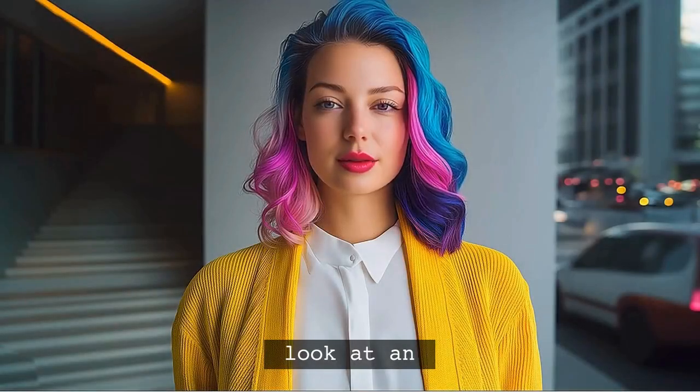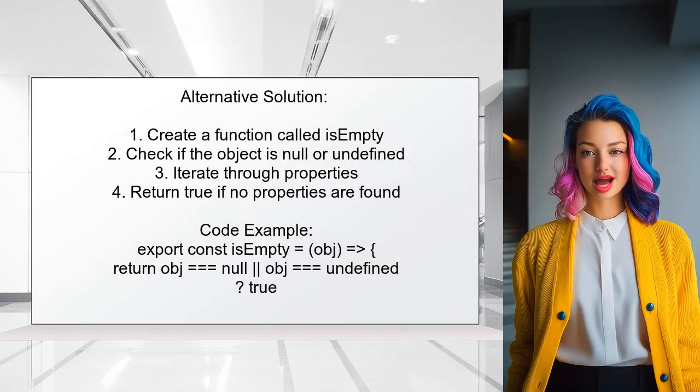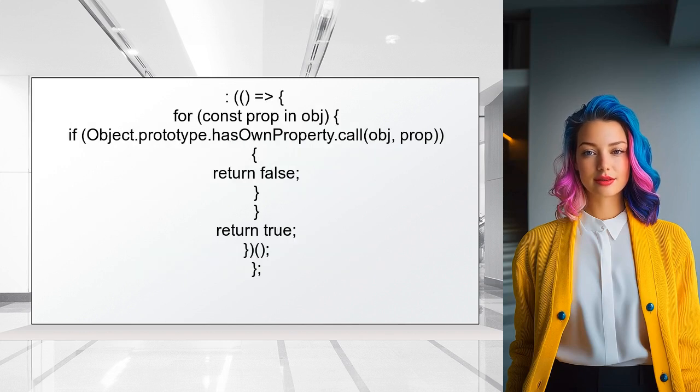Let's take a look at an answer from another user. An alternative approach to check if an object is empty is to create a reusable function called isEmpty. This function checks if the object is null or undefined, and if not, it iterates through the object's properties. If it finds any properties, it returns false, indicating the object is not empty. If no properties are found, it returns true.